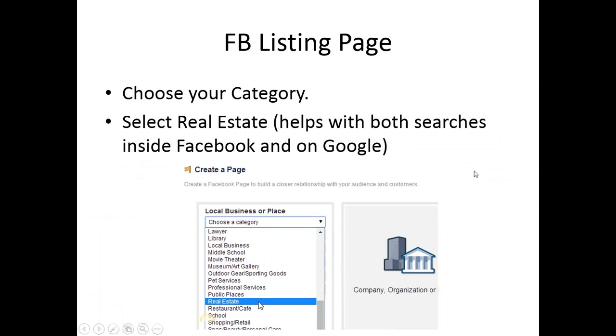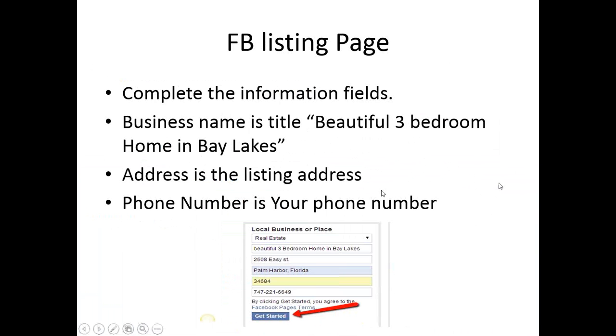Facebook knows how to categorize you, but Google recently did an update called Hummingbird, and what Hummingbird does is it's put a big emphasis on social indicators. Facebook is the biggest social indicator, and because your page is associated with real estate, it has a better opportunity for ranking in search engine page results. So make sure you properly categorize your fan page, and for a listing page, it's always going to be real estate.